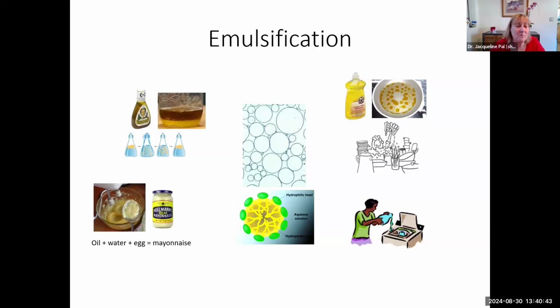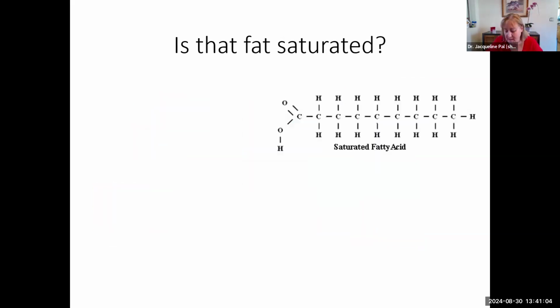So basically to make mayonnaise, you put water and egg in a bowl, and you mix it up while you drizzle in oil very slowly so you can make it emulsified. Science at work in your house all the time without you realizing it. All right, so let's get back to lipids.